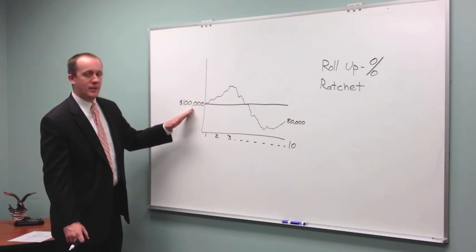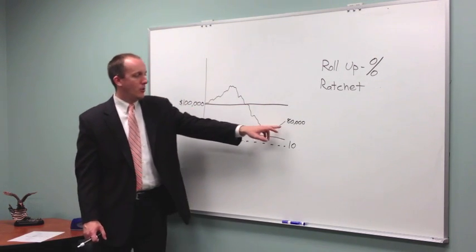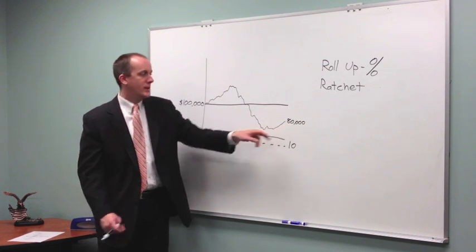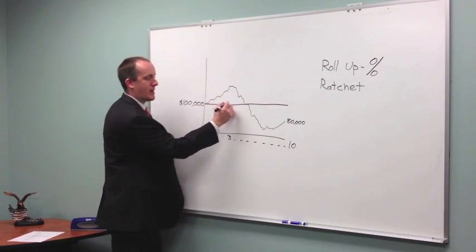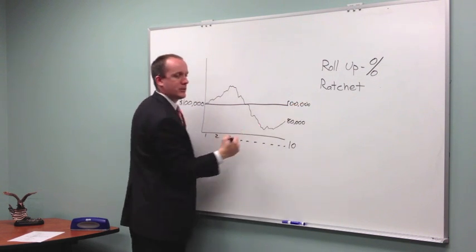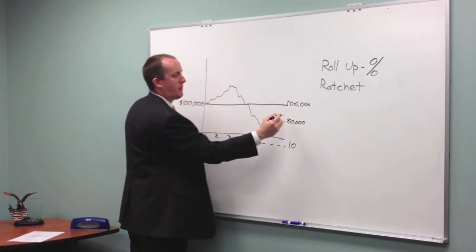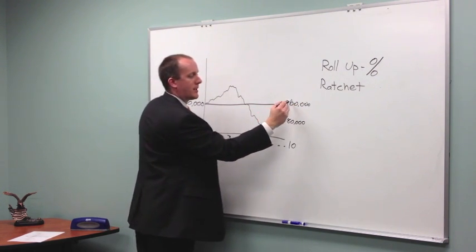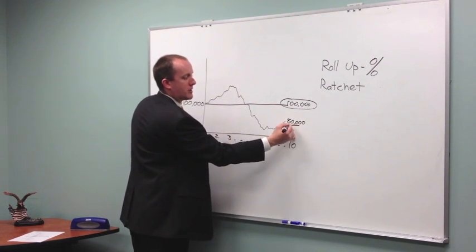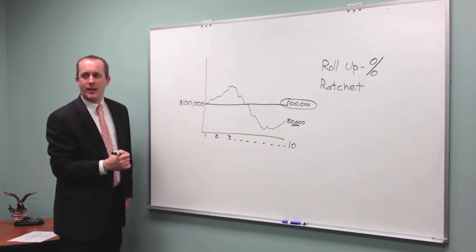If someone invested $100,000 and down the road has $80,000 and this person passes away, the death benefit, as illustrated here, is still going to be $100,000. So the insurance company writes the beneficiaries a check for $100,000 even though there's $80,000 in the account.